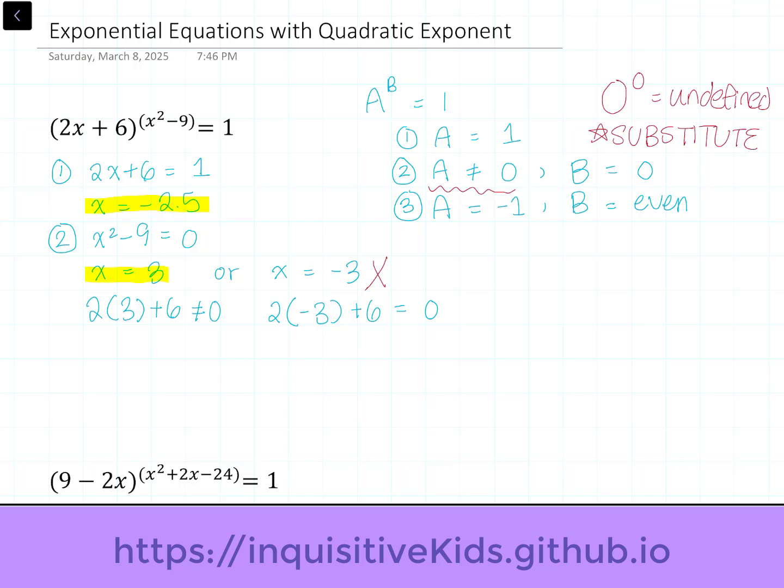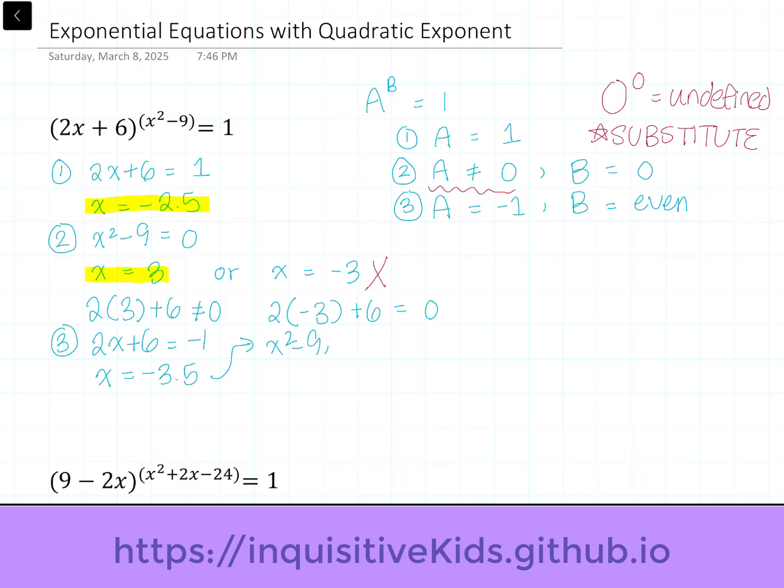Now let's look at the third possible case. A is equal to negative 1 and b is even. Well, if 2x plus 6, the base, is equal to negative 1, then x is equal to negative 3.5. And now let's substitute this back into the exponent to see if it will become even. Well, once we substitute this back into x squared minus 9, we will see that because there is a decimal, obviously it cannot be even.